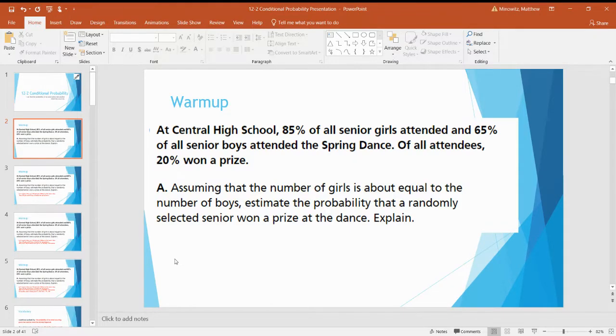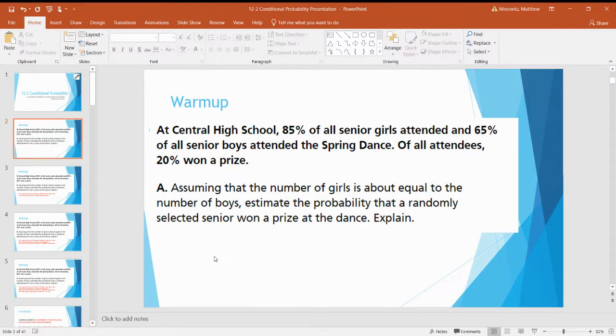Okay, so at Central High School, 85% of all senior girls attended and 65% of all senior boys attended the spring dance. And of all the attendees, 20% won a prize. Now, this next line is really important. Assuming that the number of girls is equal to the number of boys, let's estimate the probability that a randomly selected senior won a prize.